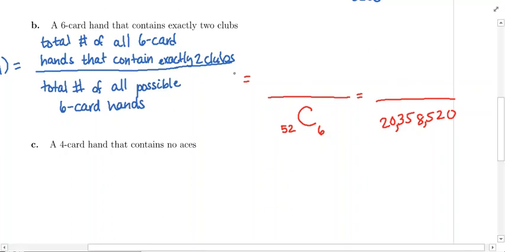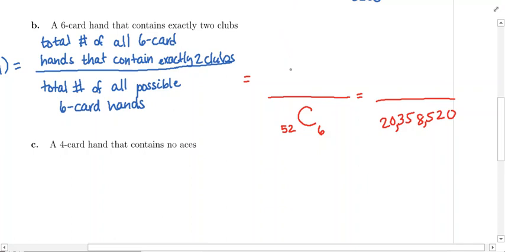You're still going to have 6 cards in your hand, but you want exactly 2 of those cards to be clubs. You can't have 3 clubs. You can't have just 1 club. You have to have exactly 2 clubs. We did do something like this in section 7.4. Remember, you want 2 of them to be clubs, but when you're setting up the combination, you have to account for all the cards in your hand.